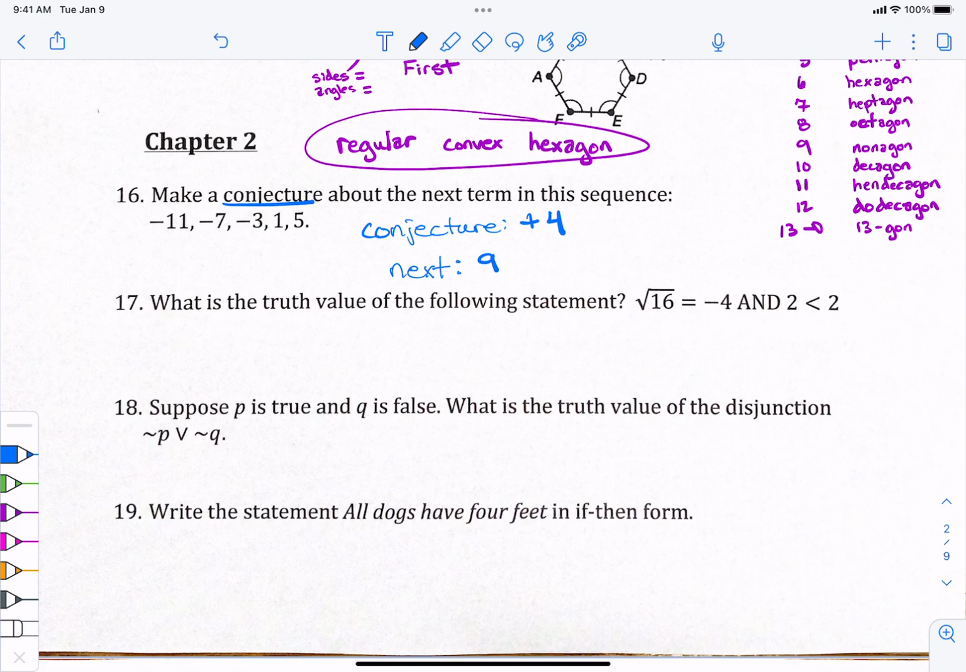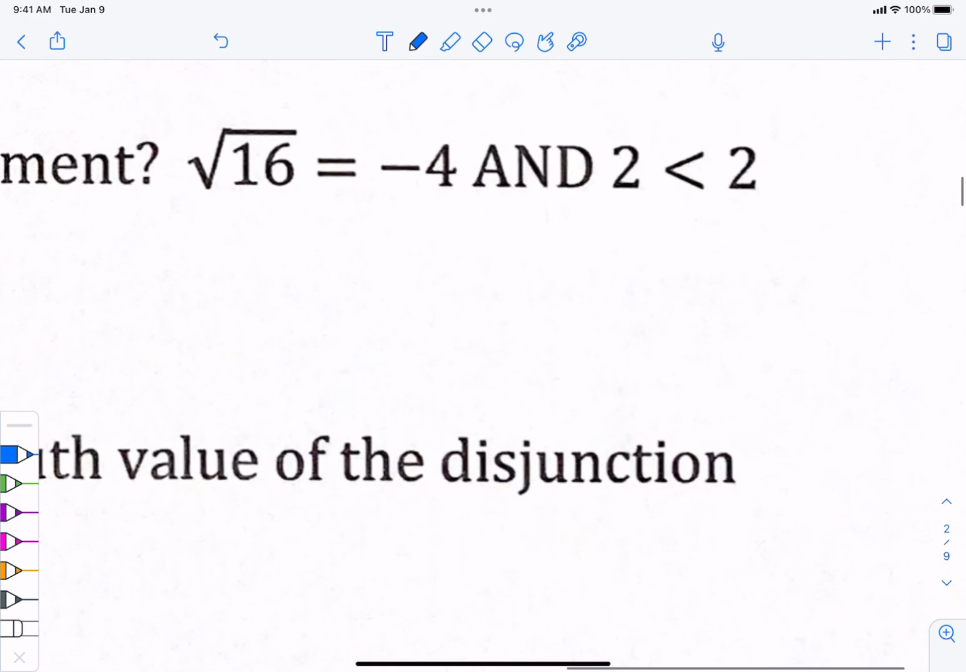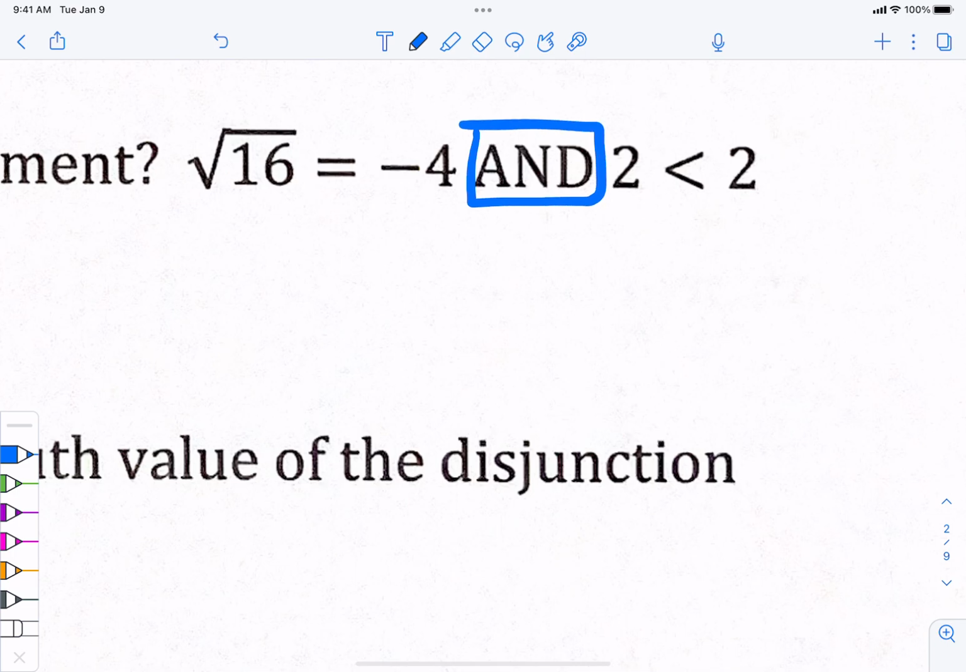Okay, 17, what is the truth value of the following statement? So we have an "and" that is separating them, okay? Let's figure out, is this true or false? Is the square root of 16 equal to -4? If we put the square root in, it is, right? Because -4 times itself gives you 16. So we're going to say that this is true, because if we put the square root in, that is a true statement.